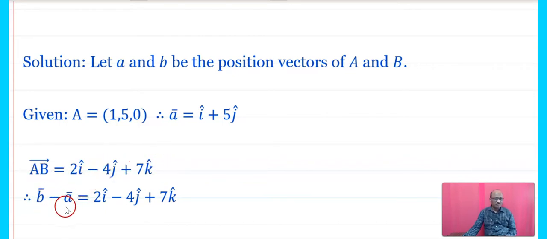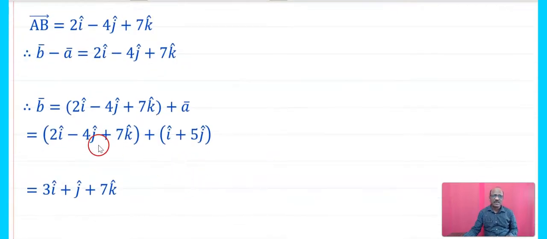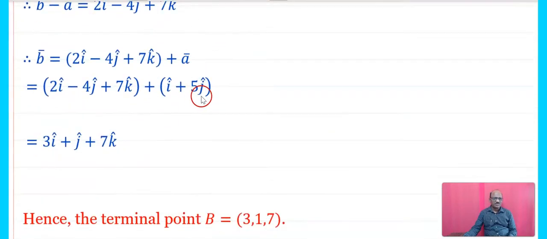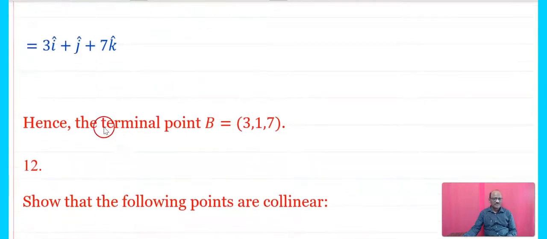AB means what? B bar minus A bar, and that is equal to 2i cap minus 4j cap plus 7k cap. That's why B bar is equal to 2i cap minus 4j cap plus 7k cap plus A bar, and that is 2i cap minus 4j cap plus 7k cap plus, what is the value of this A bar? Plus i cap plus 5j cap. i cap plus 2i cap is 3i cap, minus 4j plus 5j is j cap, 7k cap, and hence the terminal point B is (3, 1, 7).